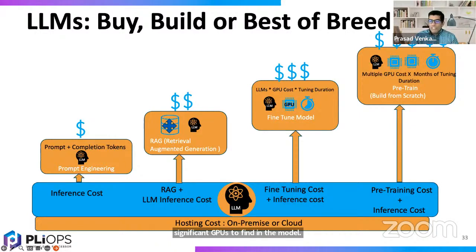Then what is the duration of this? How many layers, how many epochs, batch size, and some of these things will define the fine tuning cost. And then finally, if you're building something from scratch, then it's a pre-training cost, plus per inference cost. Everything will come from an overall building from scratch.